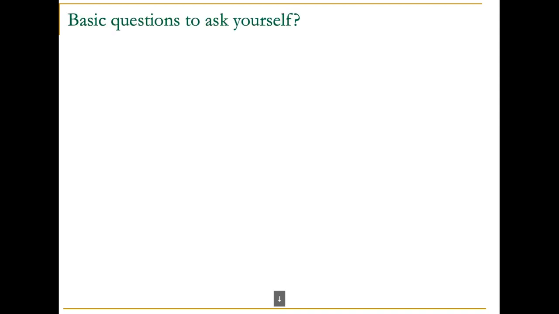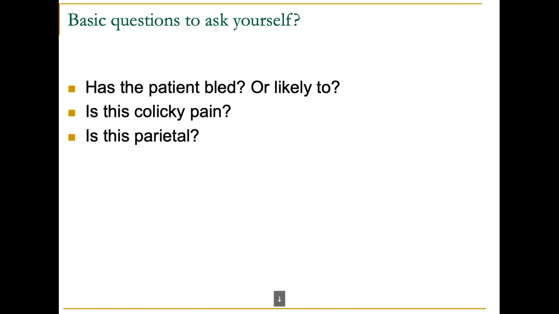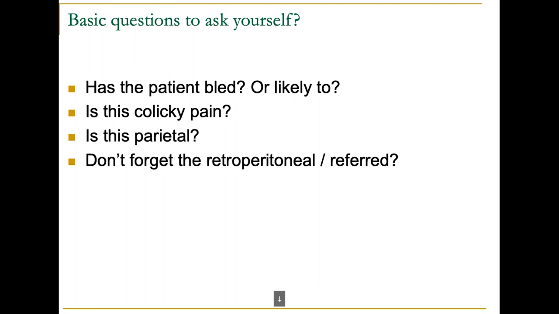Okay, so how do we assess abdominal pain? There are some basic questions you have to ask yourself, and this is the key. The first question is, has the patient bled, or is the patient likely to bleed? Is this pain colicky in character? Is this parietal? And we never forget the retroperitoneum or the referred pain.